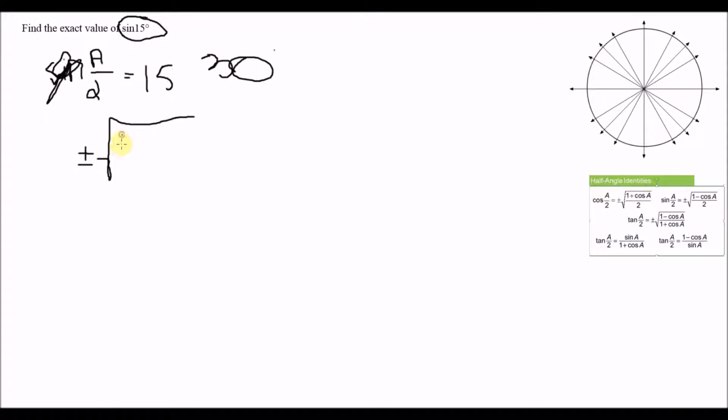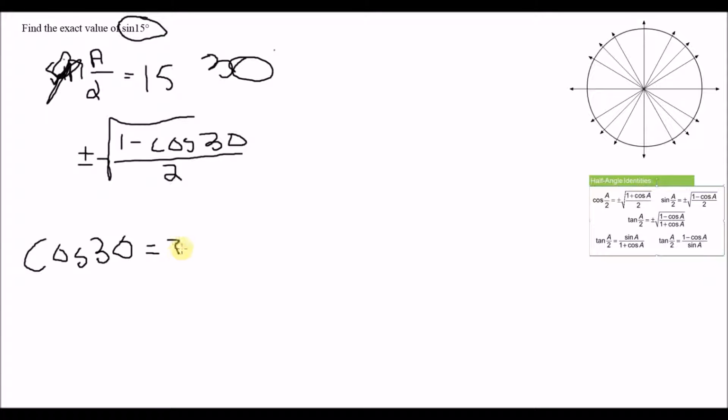Okay. It'll be 1 minus cosine 30 over 2. And cosine 30 equals square root of 3 over 2. We know that because by now we should all know the unit circle. So cosine 30 equals square root 3 over 2.